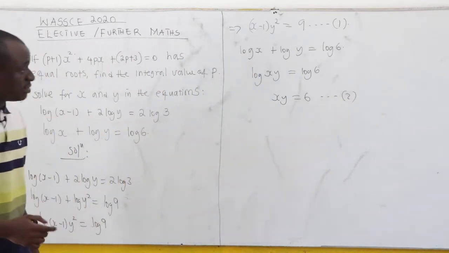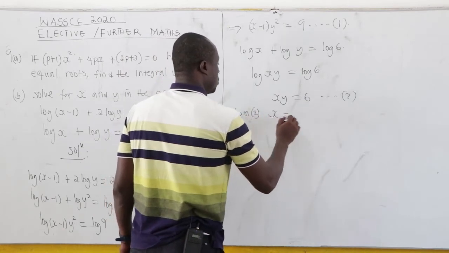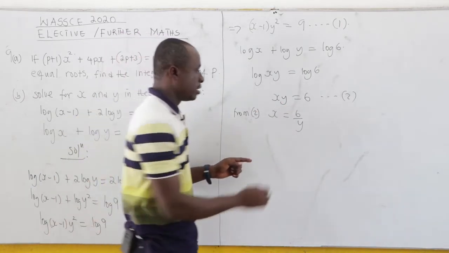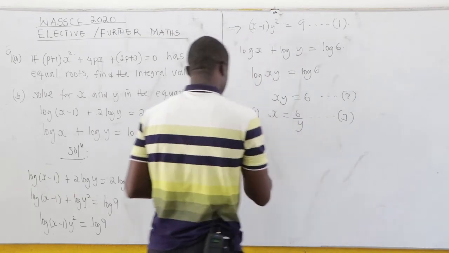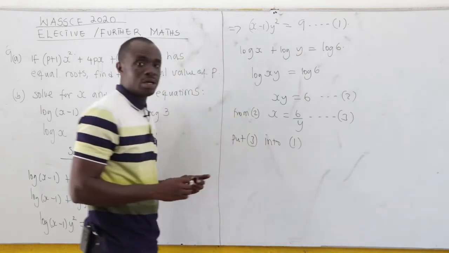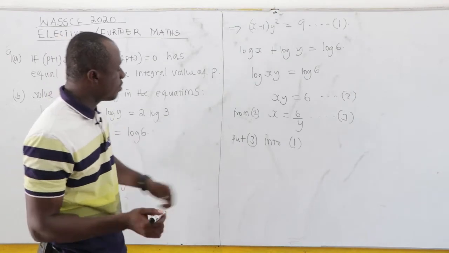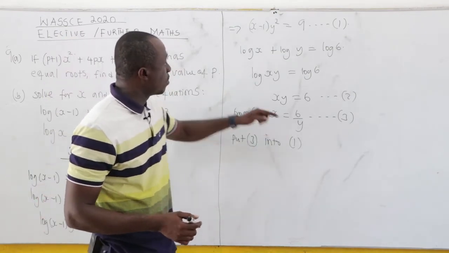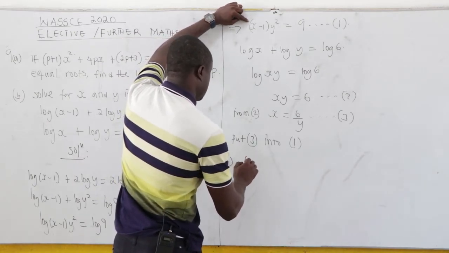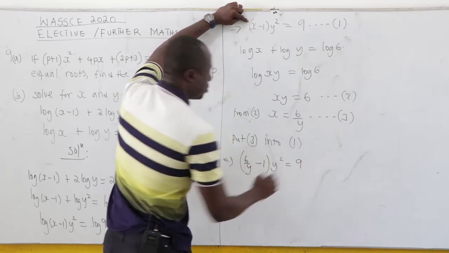Now we can make x the subject from equation 2. So x will be equal to 6 all over y. We want to make x the subject, so we divide both sides by y. Now let's call this equation 3. And then we put 3 into 1. We had the 3 from 2, so you don't put it in 2, but the other one. So wherever we see x in 1, we put 6 over y. So our x is (6/y − 1) times y² equal to 9.